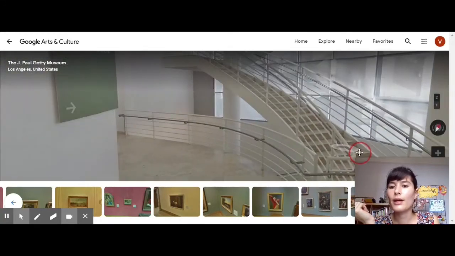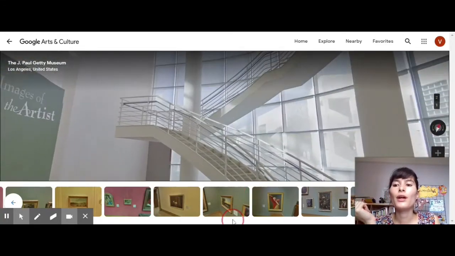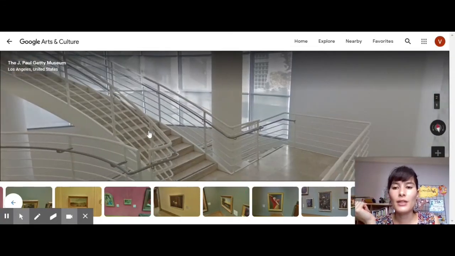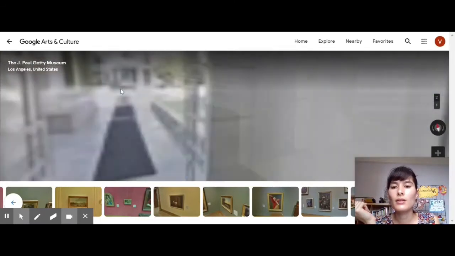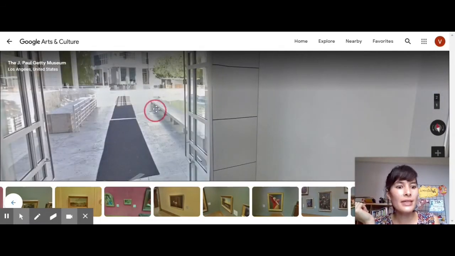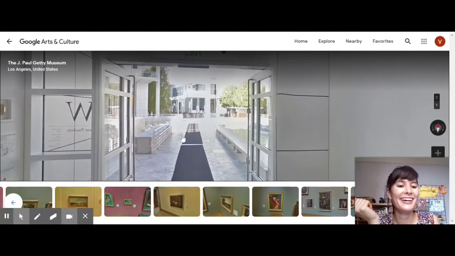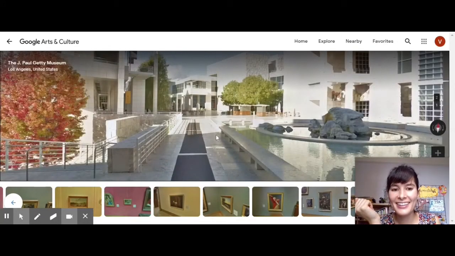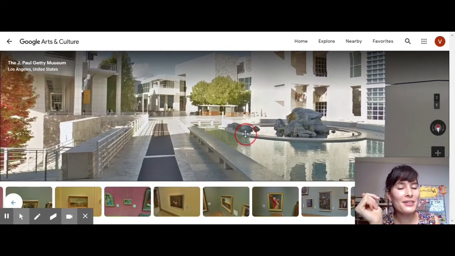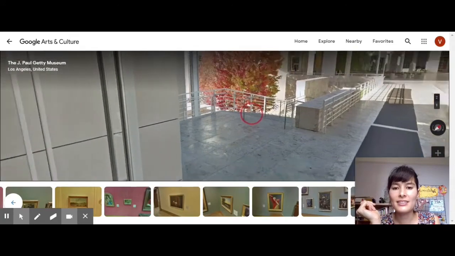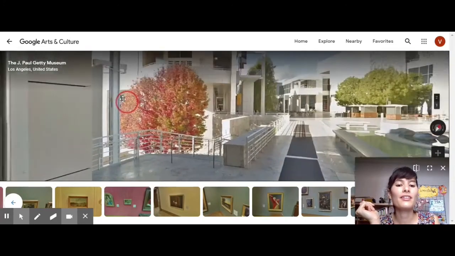Whoop. Okay. Should we go up the stairs? Can we even do that? Nope, now we're outside. Let's go outside. There's the fountain that we saw a photo of earlier. Okay, seeming like it's not letting us go any further.